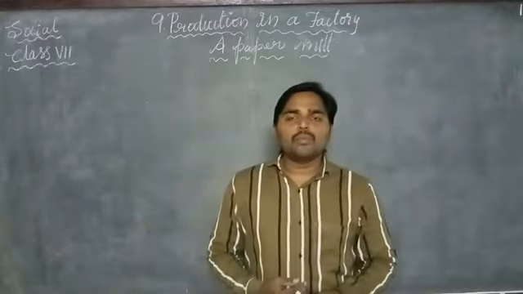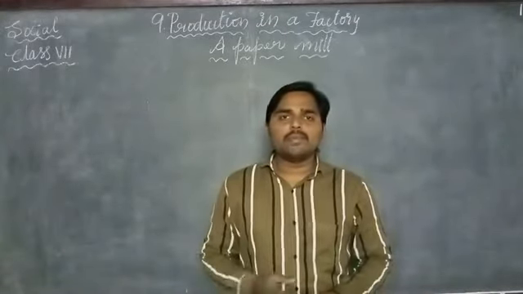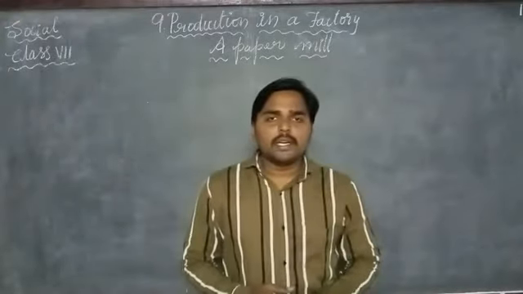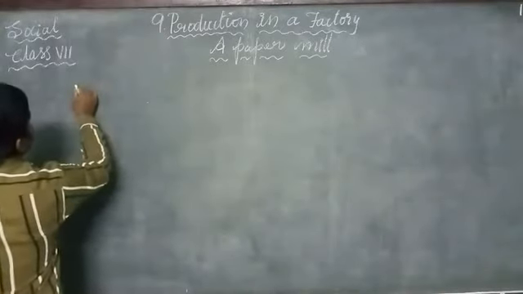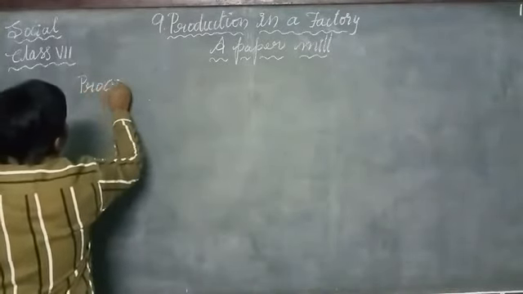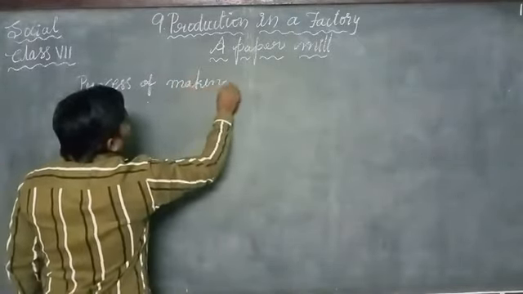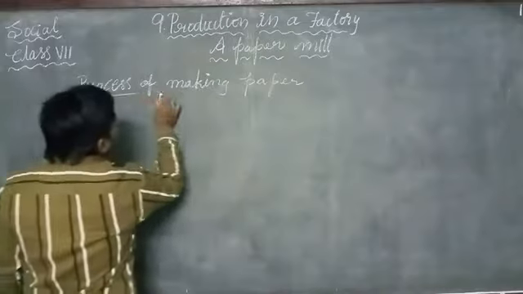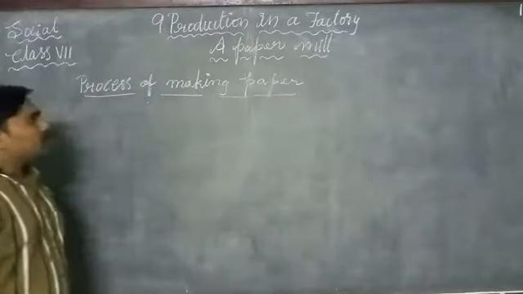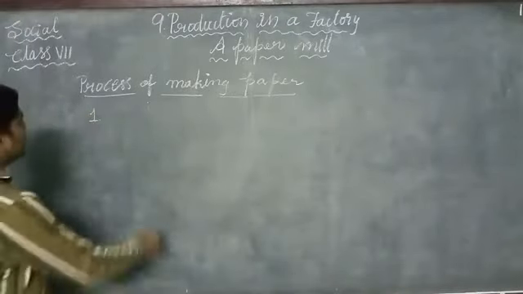Generally there are five stages involved in the process of making paper in a paper factory. Let us discuss each of them in detail. There are 5 stages involved in the process of making paper in a paper mill. The first stage is chipping.